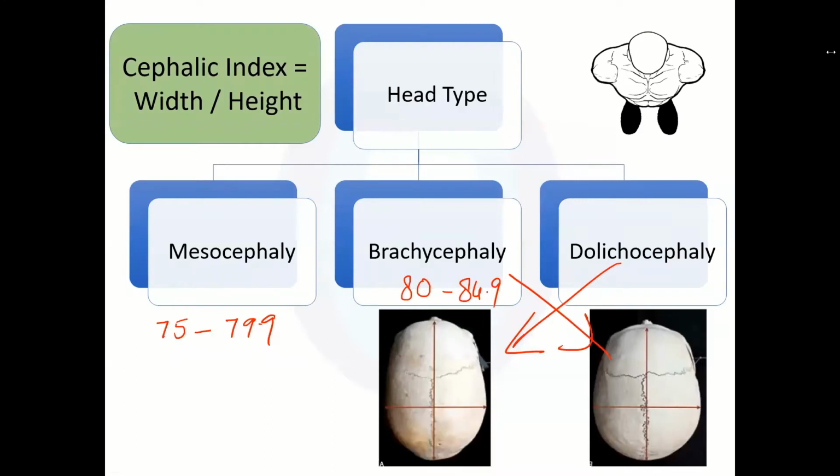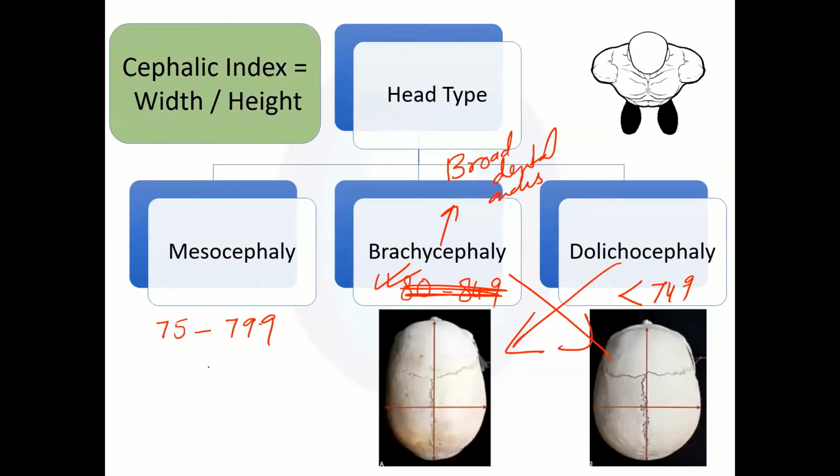So brachycephaly is broad and flat. Here you have to see the dental arches also. In brachycephalic, there are broad dental arches, and in dolichocephaly, there are long and narrow dental arches. In brachycephaly, the range is 80 to 84.9. In dolichocephaly, it is less than 74.9.